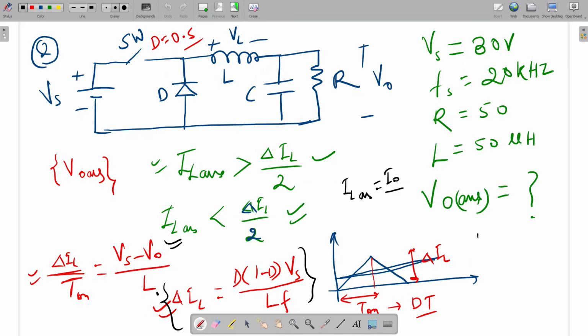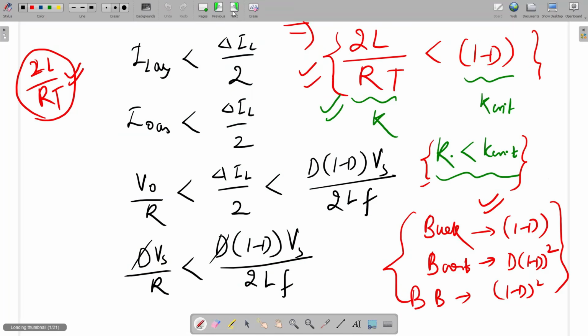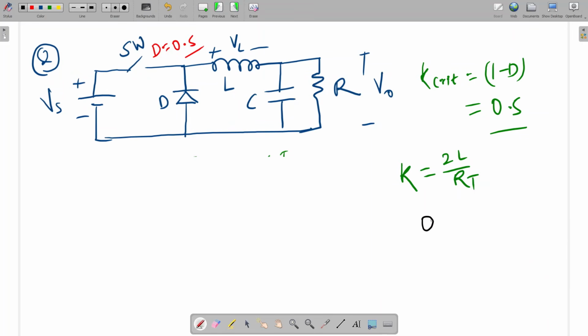So K will be 2L by RT, so we can write 2L F by R. L is 40 into 10 power minus 3. F is in kilohertz. We are getting 0.04. So what we can see here is that 0.04 is less than 0.5, so it will be discontinuous.